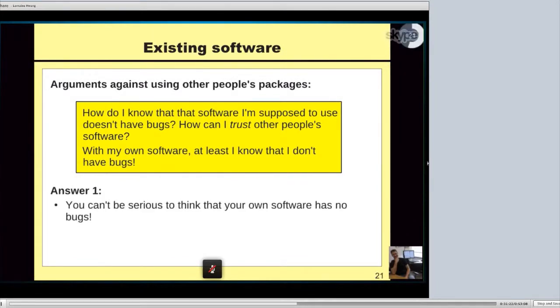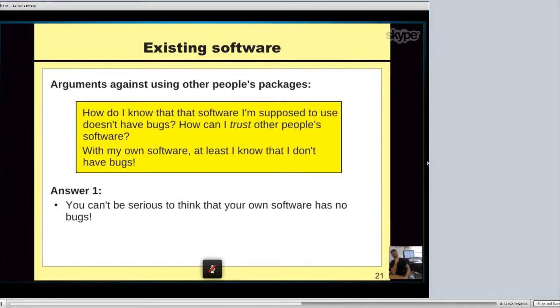The first part of this: you can't be serious to think that your own software has no bugs. I think if we have learned anything in software engineering, it is that every software has bugs. There's no question about it. My software has bugs, your software has bugs, everybody's software has bugs. As a matter of fact, there's a rule of thumb that there is a bug every 100 lines of code. So there are lots of bugs around in everybody's code, and I think it would be hubris to say that yours doesn't.